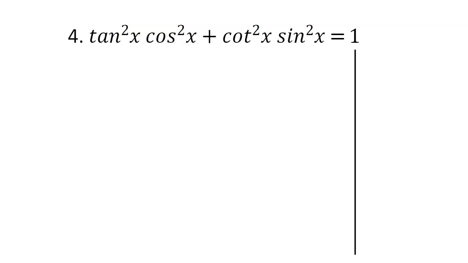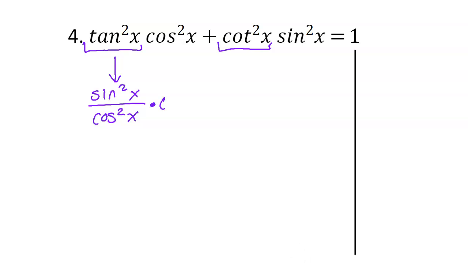So the things that are not sine and cosine are tangent and cotangent. I am going to change tangent to sine squared of x over cosine squared of x. This is a quotient identity. Times cosine squared of x. Plus, I'm going to change cotangent to cosine squared of x over sine squared of x times sine squared of x.